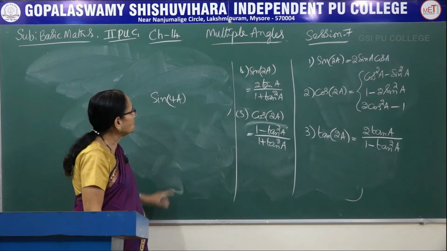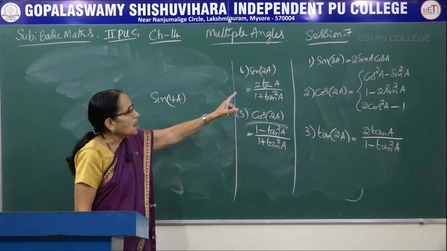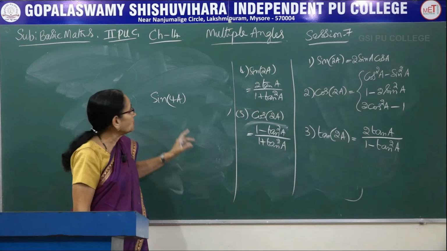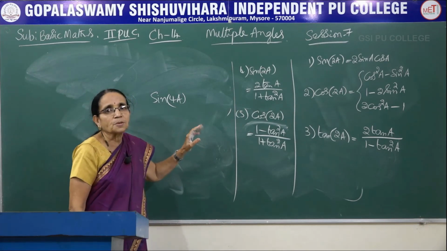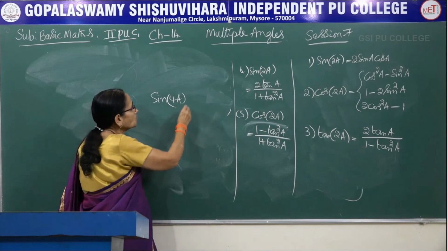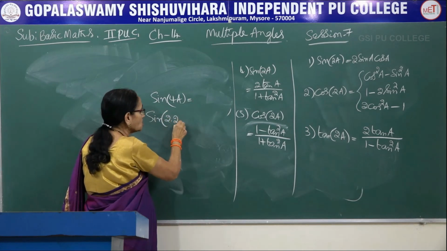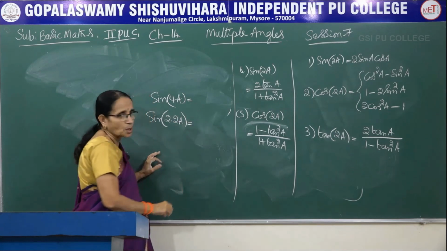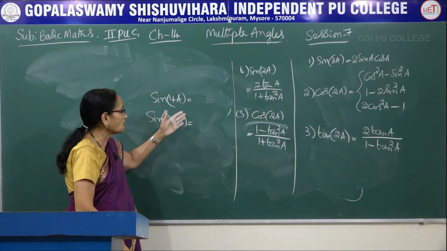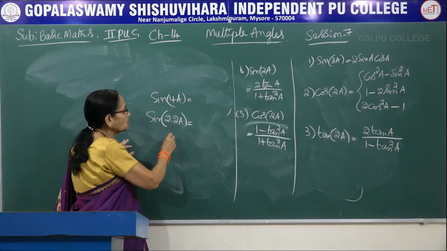Now, when 2a is there, half of that is 1a. When 4a is there, half of that means it becomes 2a. So, how do you write this? Or for your convenience, you can write like this also, 2 into 2a. Without writing that also, you can write the answer, 2 into 2a.